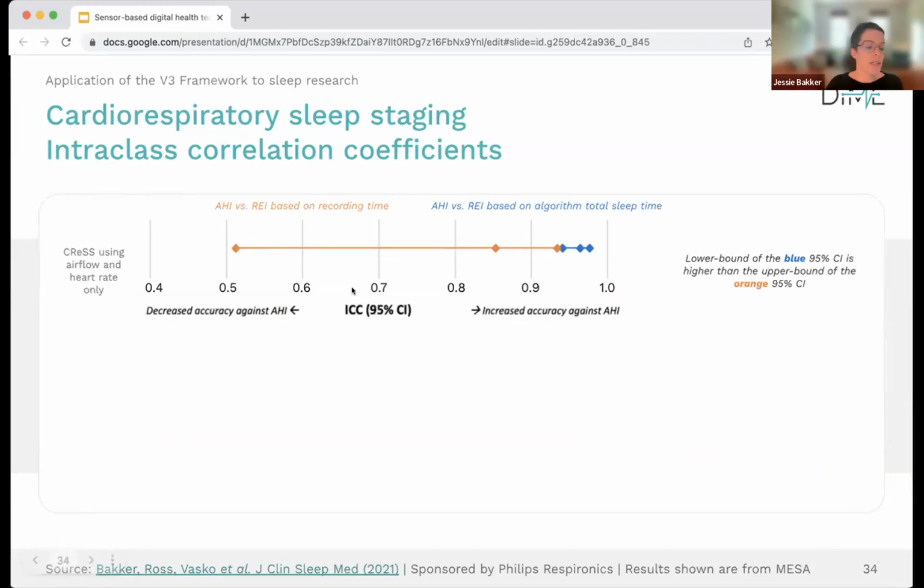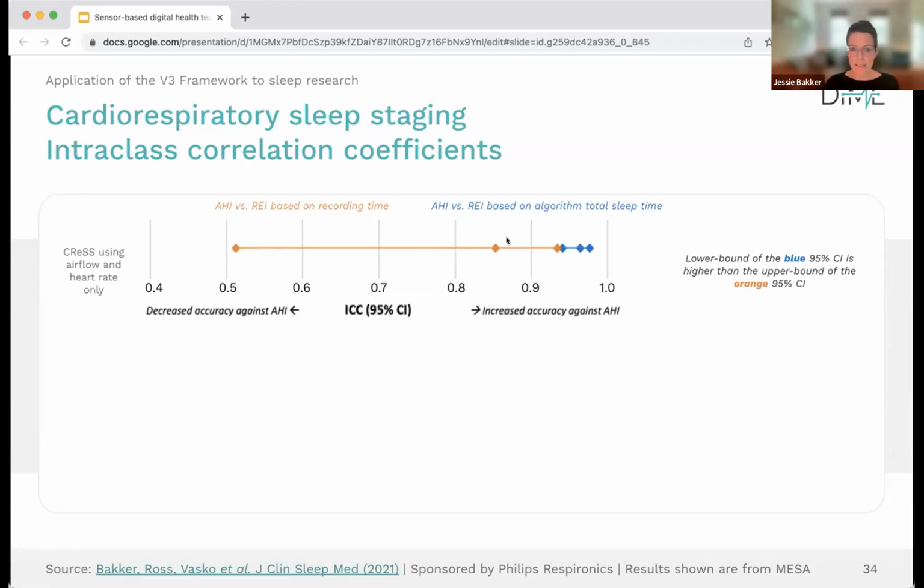So first, looking at the orange line, the diamond in the middle here, that is the intra-class correlation coefficient between the traditional REI, so the respiratory event index calculated using recording time, compared to the AHI, calculated using the manually scored PSG determined total sleep time. So the correlation coefficient there is 0.85. Now the width of the orange line is the 95% confidence interval, and you can see that it's fairly wide. At the lower bound, we have 0.51 up to the upper bound of 0.93.